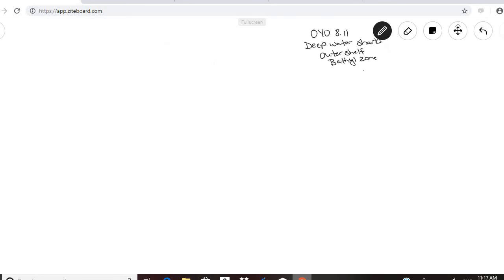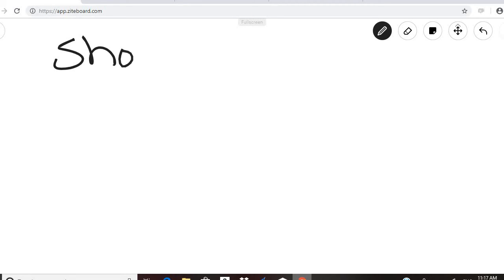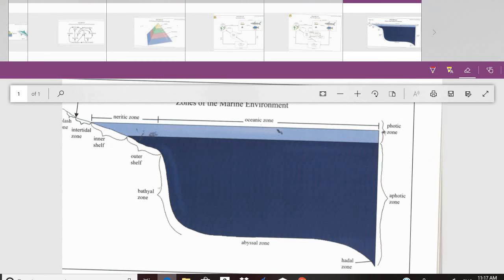Okay, what if we were to look at shorebirds? Where do shorebirds live? Well, if we look at our figure, shorebirds don't live in the water, so they could live in this intertidal zone that sometimes is covered with the water during high tide, and then they also would probably live within the splash zone.